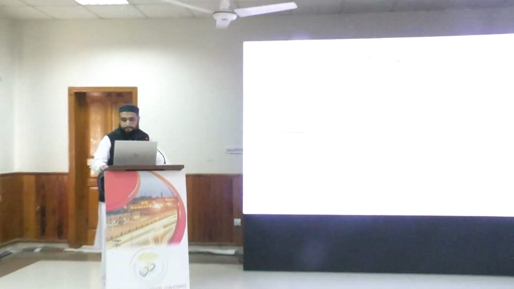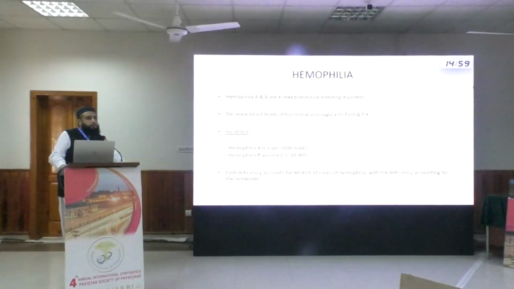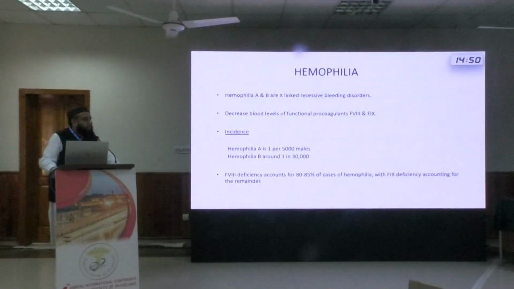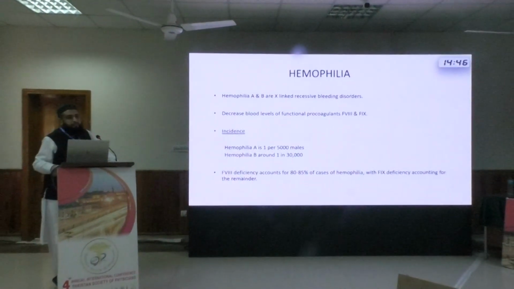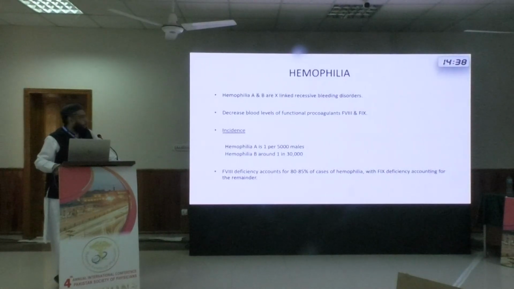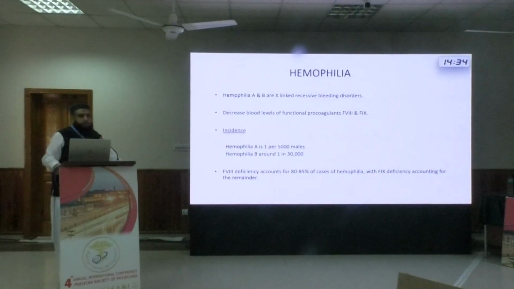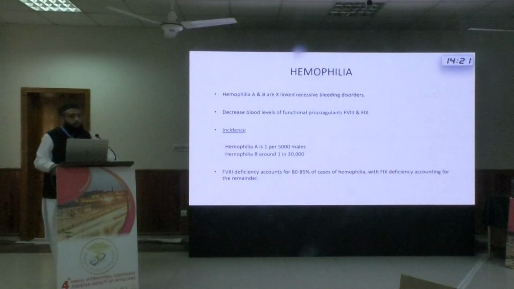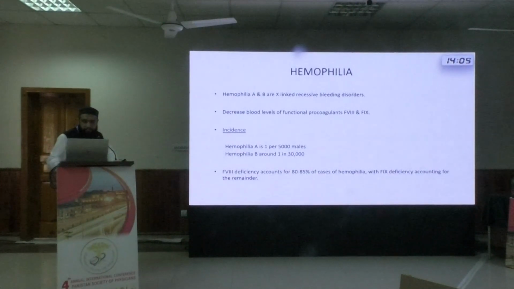So regarding hemophilia, these are X-linked recessive bleeding disorders that lead to decreased blood levels of functional protein, factor 8 in hemophilia A and factor 9 in hemophilia B. The incidence of hemophilia A is 1 per 5,000 males, and the incidence of hemophilia B is around 1 per 30,000. So hemophilia A accounts for 80 to 85% of all patients presenting with hemophilia.